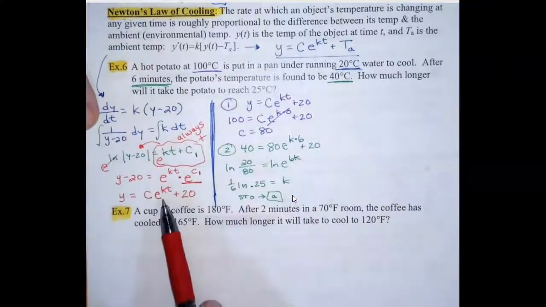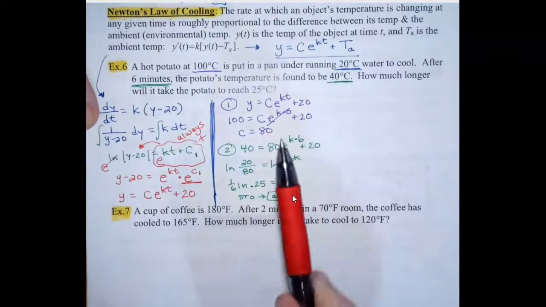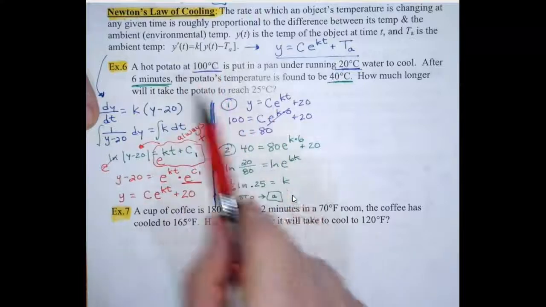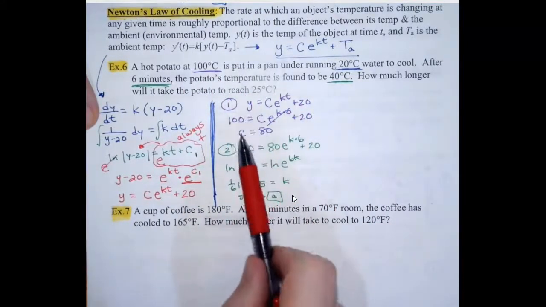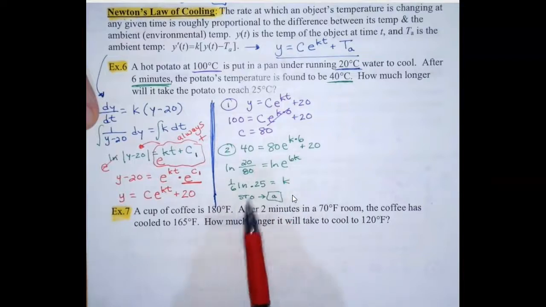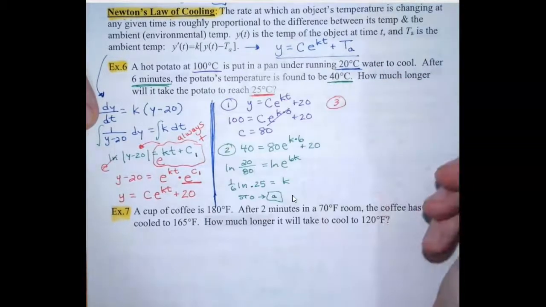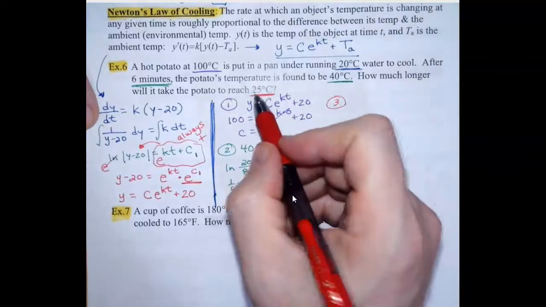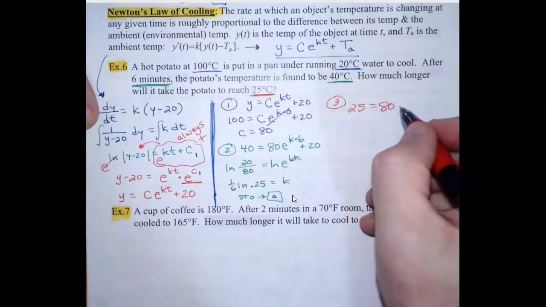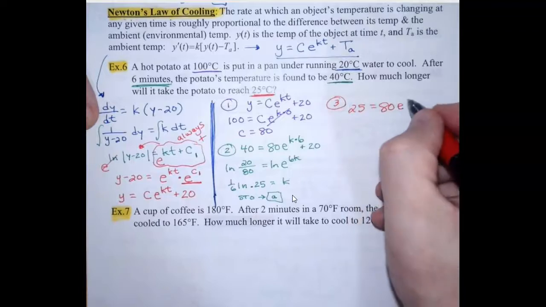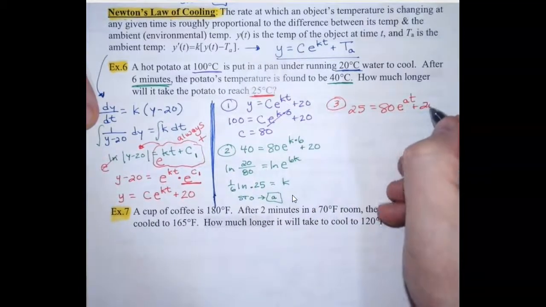This is separate. This was just to get us this formula right here, which is what I use from now on. They may give you a formula in the problem, then you just use that. Okay, so we found C, we found K, and now we want to evaluate for the final answer. So how long will it take the potato to reach 25 degrees? So we have 25, 80, e to the AT, because A is right here, plus 20.